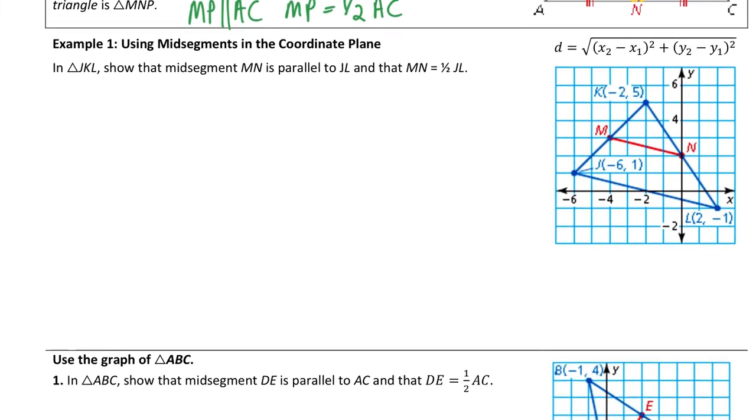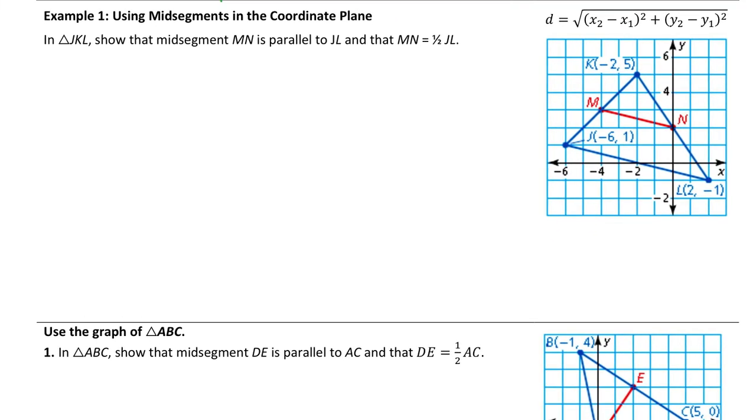So example 1 is a pretty involved example. We have to show the mid-segment is parallel to its corresponding side and that it's half the length of its corresponding side. So we are going to get a quick crash course review from the distance formula. And I'll try and simplify it to make it a little more efficient for us to use. But the first thing, the more familiar thing, is to show that they're parallel. So JL needs to be parallel to MN.